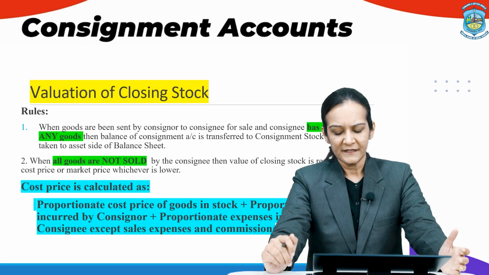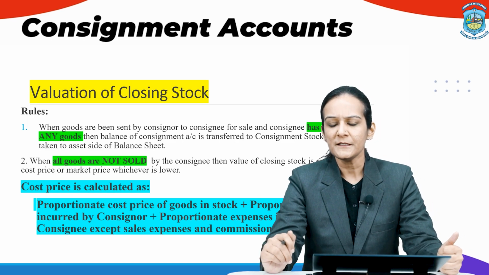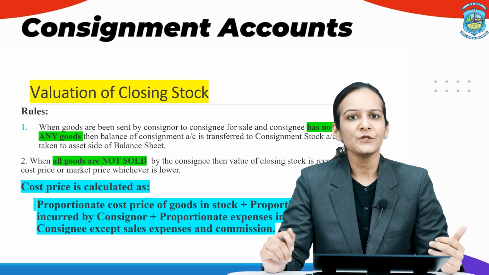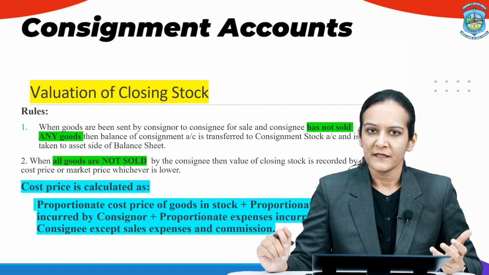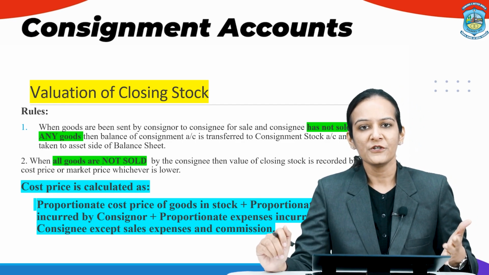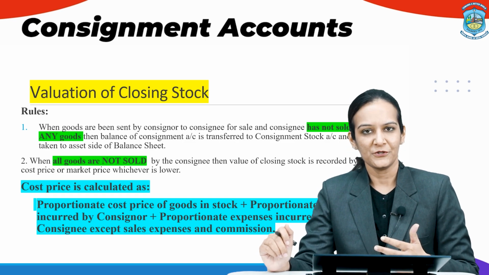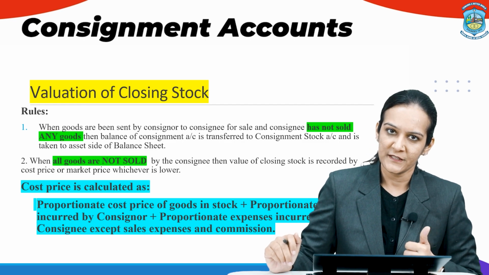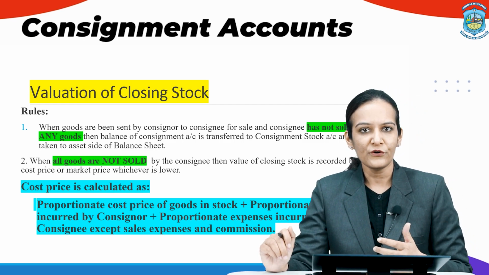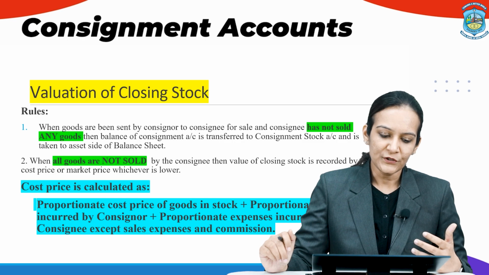Now we have seen that closing stock, or the stock of unsold goods, is a very important part of consignment accounts. So in order to record your closing stock, you have to do the valuation for closing stock. So how is the valuation of closing stock actually done? What are the different rules that are being followed to do the valuation for the closing stock?